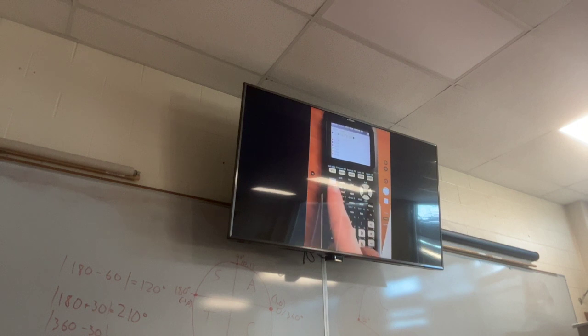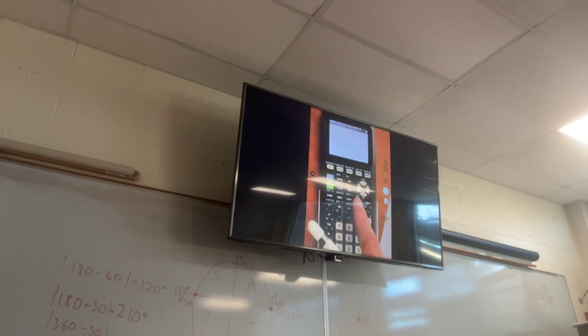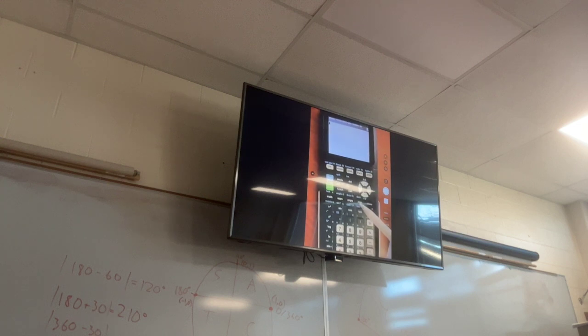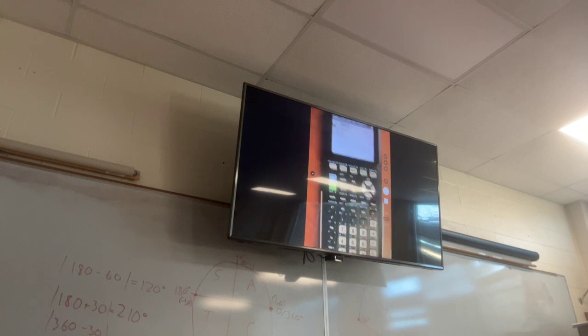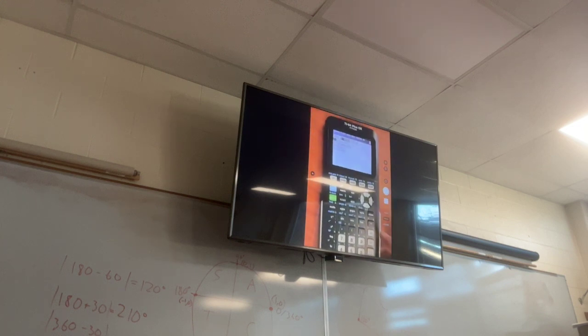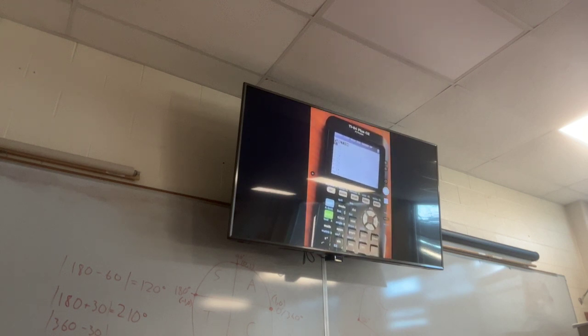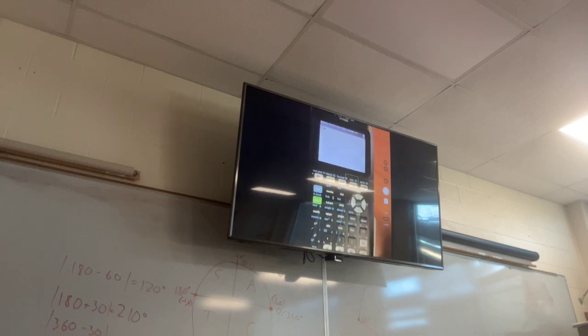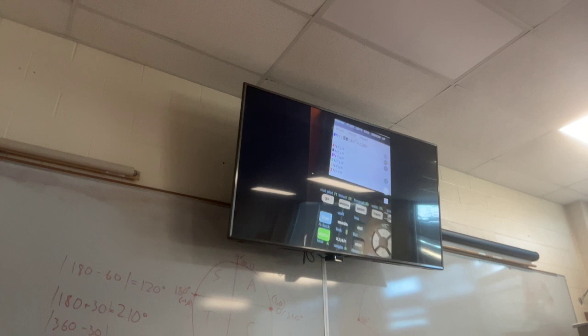Here's the easiest way to do this: second, quit. Okay. Hit the vars key. There's a key here that says vars, where my finger is or where my Apple pencil is. Hit vars. Okay. Go to the Y-vars menu. So hit the right arrow key, get to the Y-vars menu, select function, it'll give you a list of functions. Okay. You want y1. We want y1 because that was the line on my y equals screen that we put our function on.